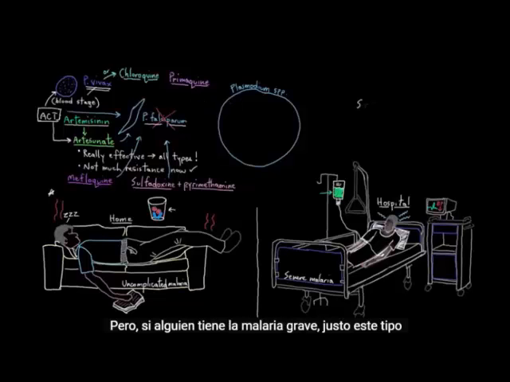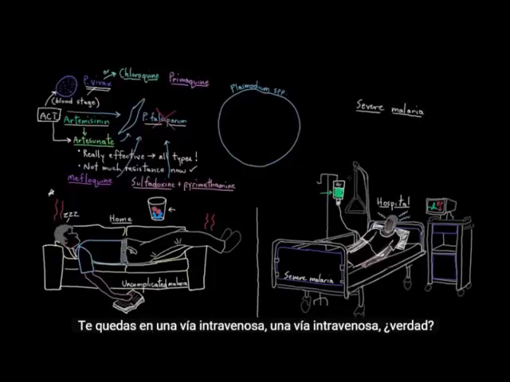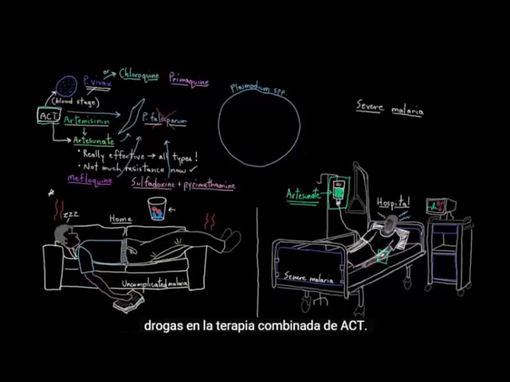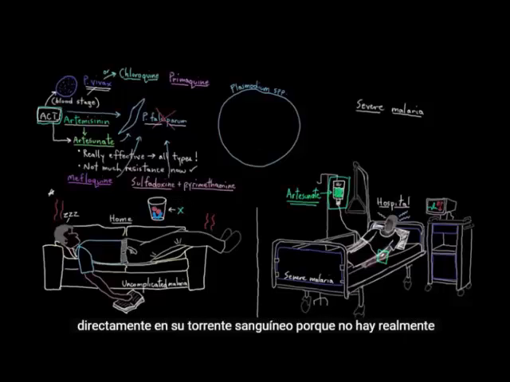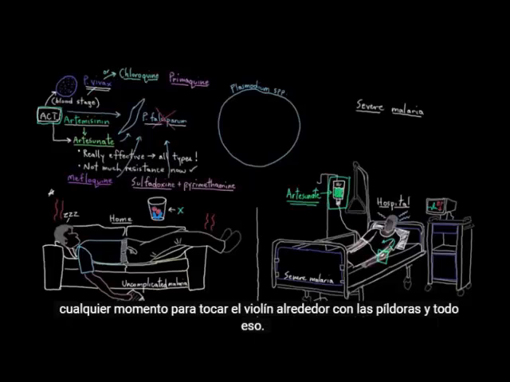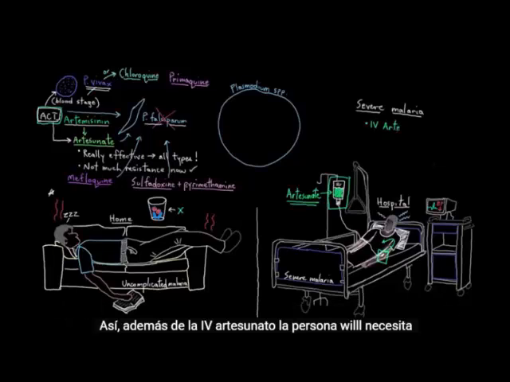But if someone has severe malaria, right, this guy over here, there's pretty much one thing that you always do. You stick in an IV, an intravenous line, right, and you give the person artesunate. Remember that main drug in the ACT combo therapy. And they can't take it in pill form. They need it to go straight into their bloodstream because there's not really any time to fiddle around with pills and all that. So besides the IV artesunate, the person will need supportive treatment.